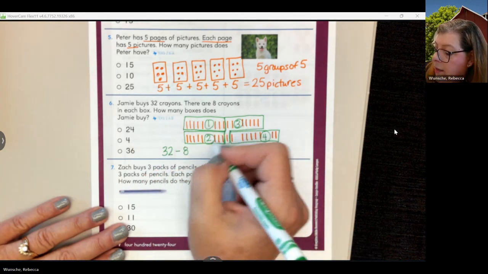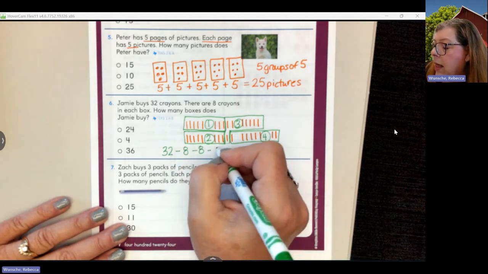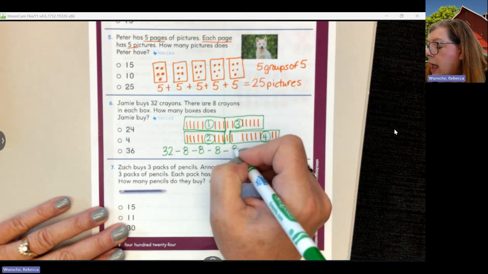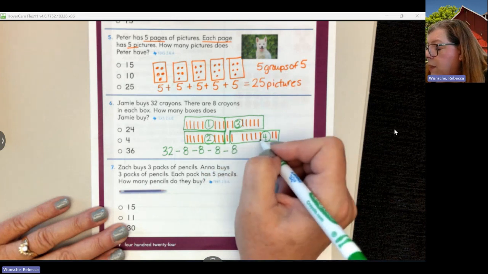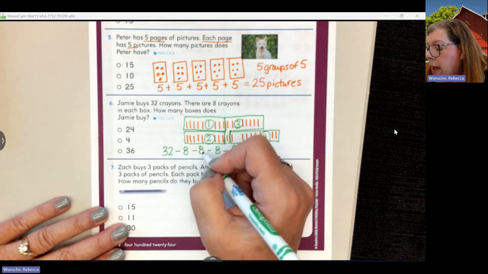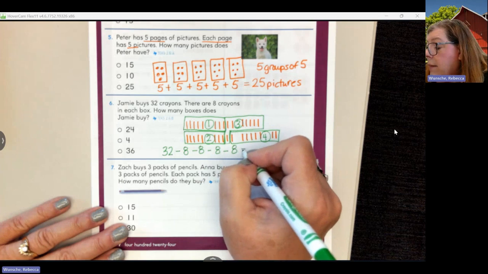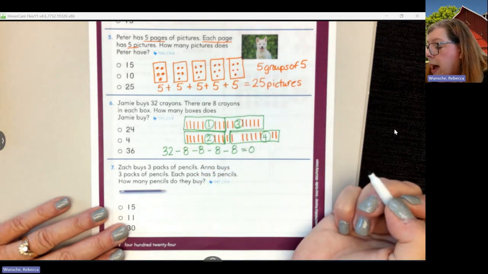So this was 32 that I started with, and then I subtracted 8 crayons because I put them in a box. Then I subtracted 8 more crayons as I put them in the box. Then I subtracted 8 more crayons as I put them in the box. And finally, I subtracted my last 8 crayons as I put them in the box. And 32 minus 8 minus 8 minus 8 minus 8 got me down to 0. So I used all my crayons and put them in the box.